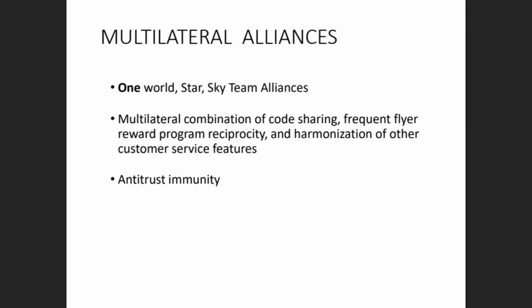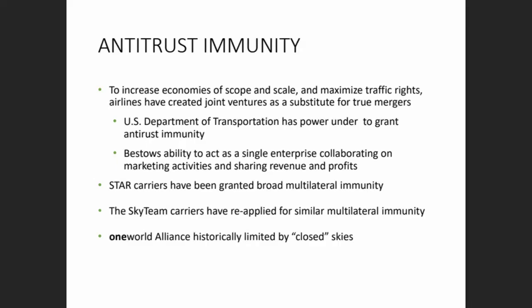And we have multilateral alliances, which are the Oneworld, Star, and SkyTeam alliances. A multi-alliance is a combination of code sharing, frequent flyer and reward programs, reciprocity, and harmonization of other customer services. And then we have antitrust immunity as well. To increase economies of scale and scope and maximize traffic rights, airlines created revenue-generating alliances as a substitute for true mergers.